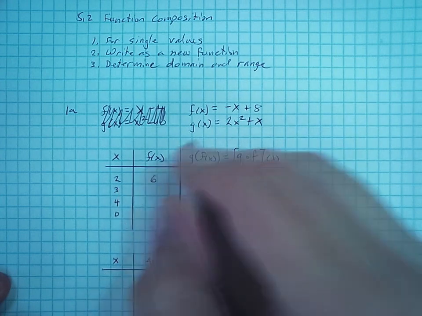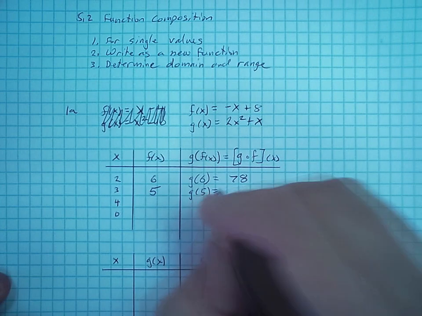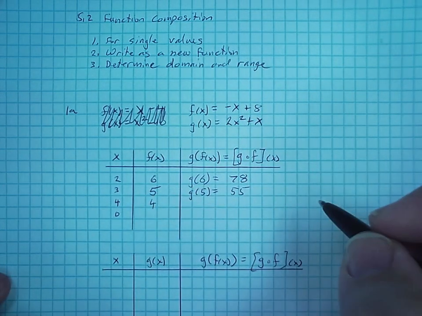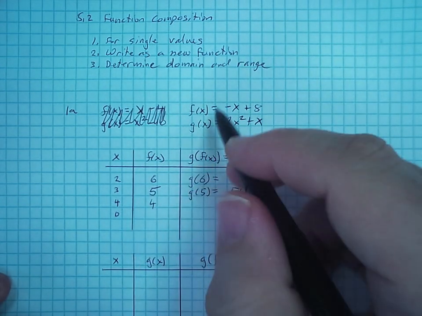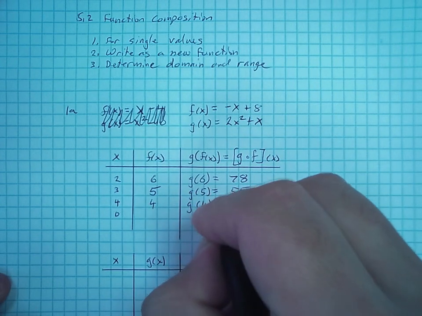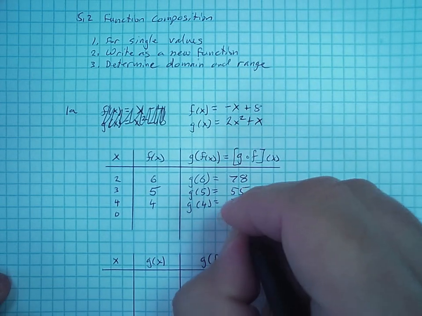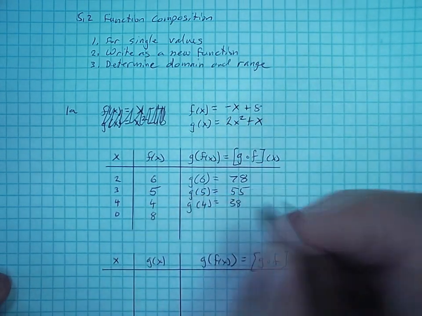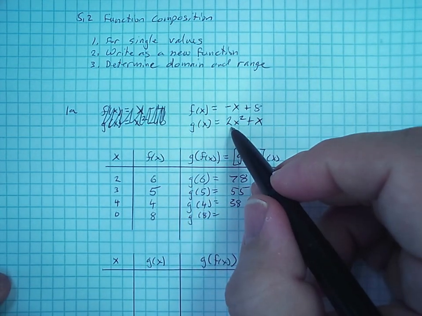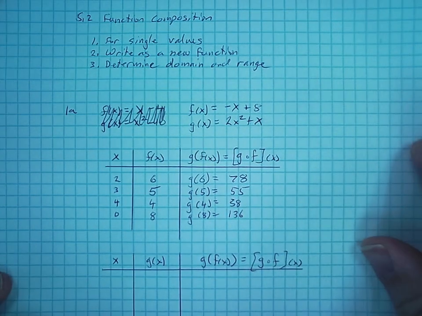And if I stick in 3 to f, I get 5. G of 5 is 2 times 25, which is 50, plus 5 is 55. If I stick 4 in here, I get negative 4 plus 8 is 4. G of 4 is 2 times 16, which is 32, plus 4 is 36. And if I stick 0 into f, I get 8. And g of 8 is 64 times 2 is 128, plus 8 is 136.